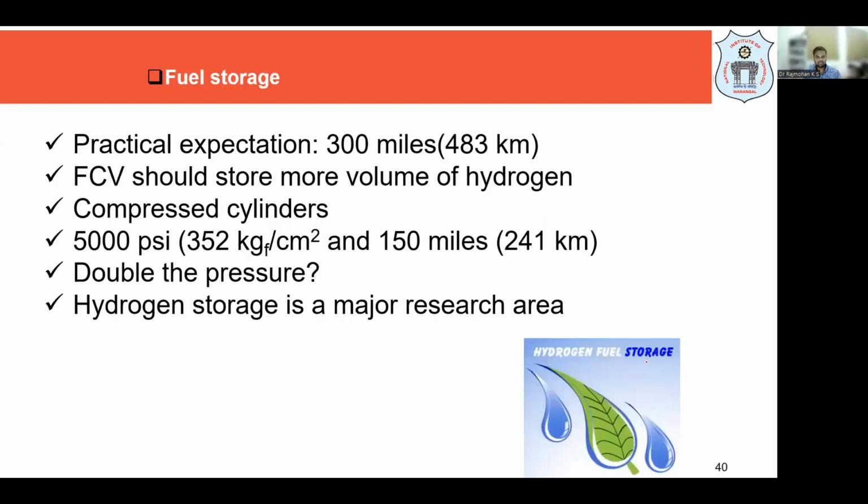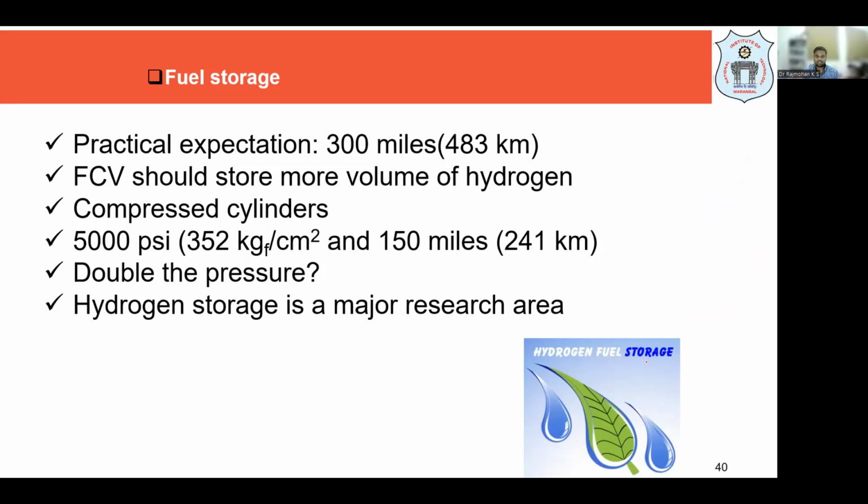And the second thing is our fuel storage. We want to have at least a good on-road commercial vehicle, which will be able to move at least 483 kilometers without recharging. That is, once I recharge fully, I should be able to drive at least 300 miles.